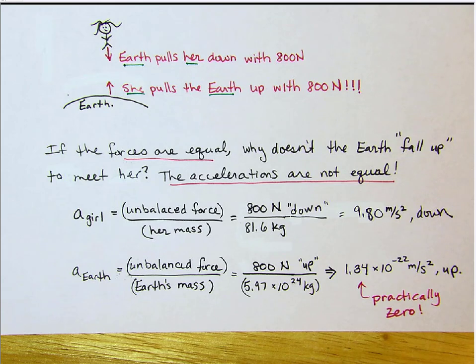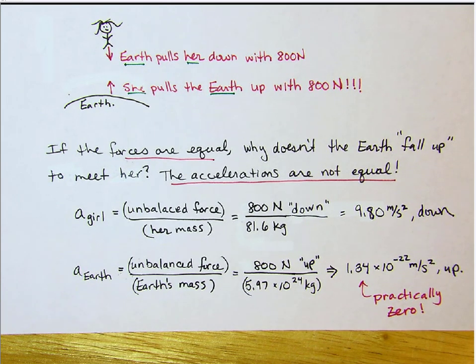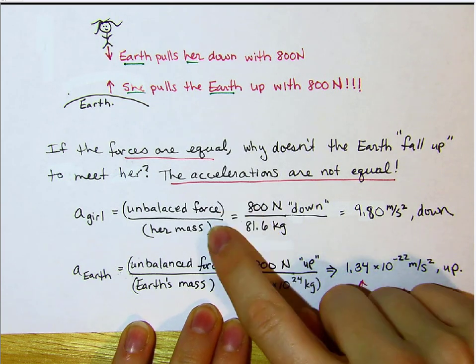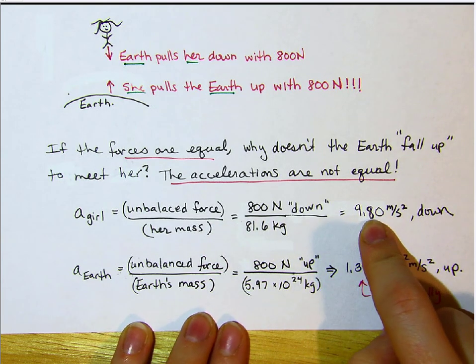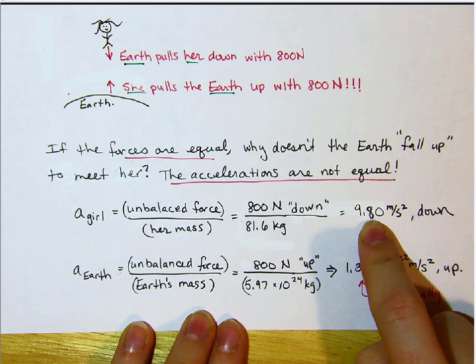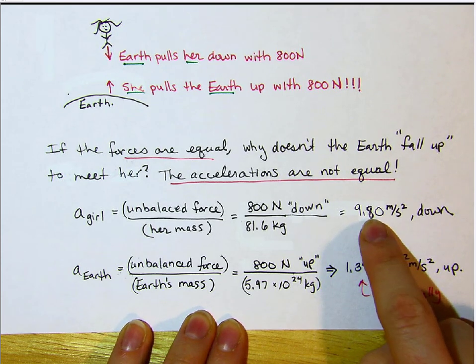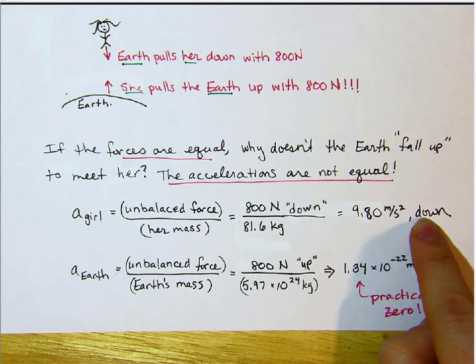So perhaps for fun, I've calculated the girl's acceleration due to 800 newtons of force and the Earth's acceleration due to 800 newtons of force. The unbalanced force divided by the girl's mass would lead us to a value of g, 9.80 meters per second squared. So the girl will accelerate. She will noticeably fall downwards.